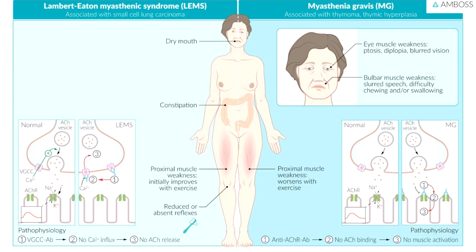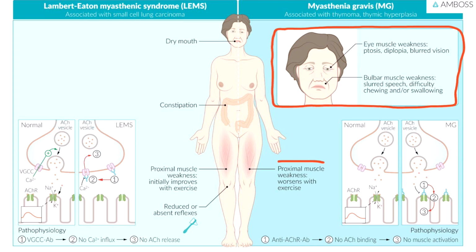All right, here's another image from Amboss, and this image can help us compare symptoms of myasthenia gravis to Lambert-Eaton myasthenic syndrome, and we'll be discussing this later on in the lecture. Looking at the right side of the screen, we can see that this area focuses on myasthenia gravis, and this is associated with eye muscle weakness, bulbar symptoms, and proximal muscle weakness that worsens with exercise.